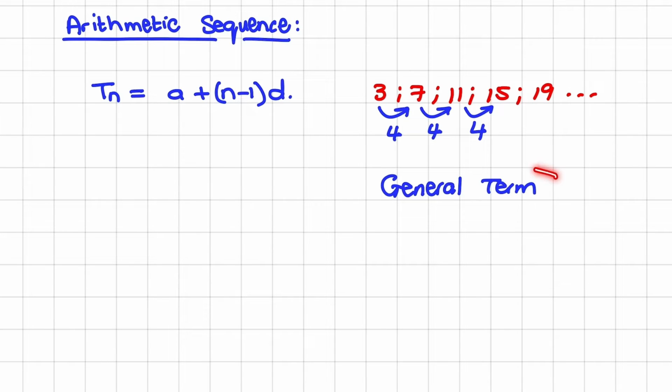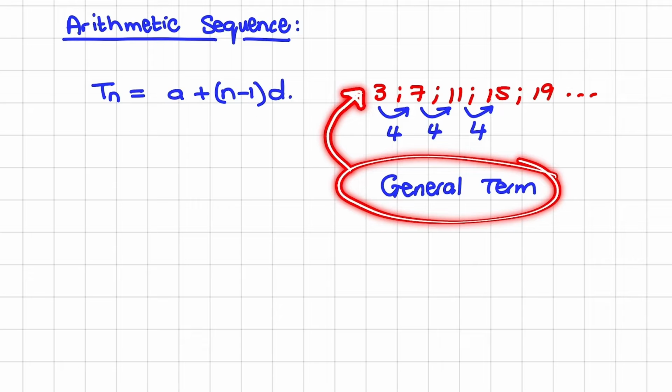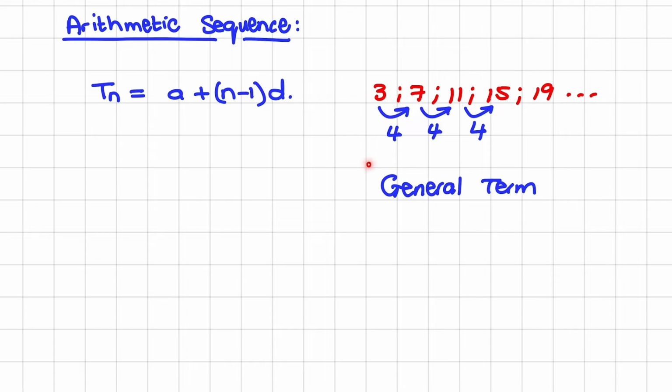And if I want to find the general term which represents the formula for this sequence, I would use the base formula of Tn equals a plus (n minus 1)d. Now Tn stands for term number. So the first term is 3, the second term 7, the third term 11, and so it continues. And I want to find the formula for the nth term in the pattern.